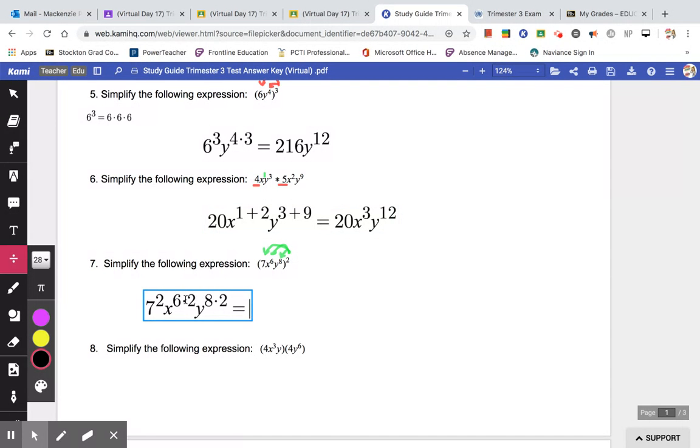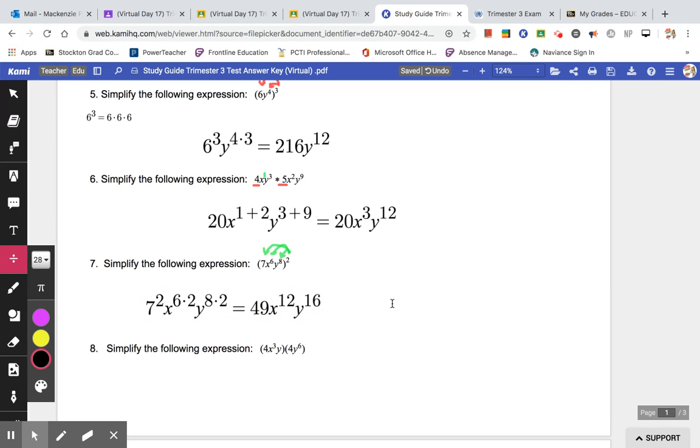So our final answer here is, again, 7 squared does not mean 7 times 2. It means 7 times 7. So it will be 49. Keep the x, multiply the 6 times 2 and get 12. Keep the y, multiply the 8 times 2 to get 16. So this here will be your final answer for number 7.